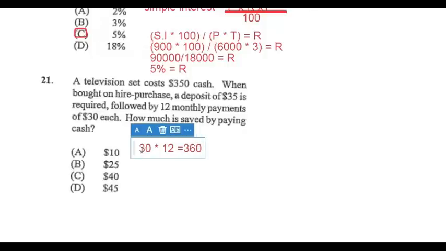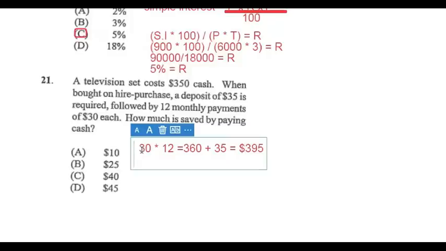But remember, we paid a deposit. Remember, hire purchase is always effective with a deposit in place. So it is $360 plus the $35 that we paid for the deposit, and that is equal to $395. So the total that we paid on hire purchase is $395.